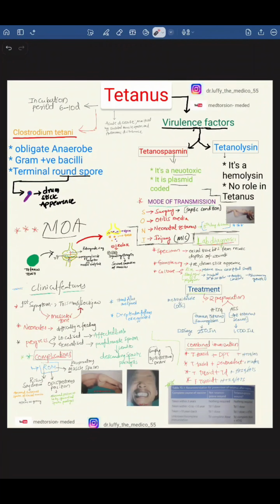Next, what is the mode of transmission of tetanus? You can use the mnemonic SONI: surgery, otitis media, neonatal tetanus, and injury. The most common form is injury. When surgery is done in a septic condition, it can lead to tetanus. Neonatal tetanus is associated with the 8th day, and it is also known as 8th day disease.